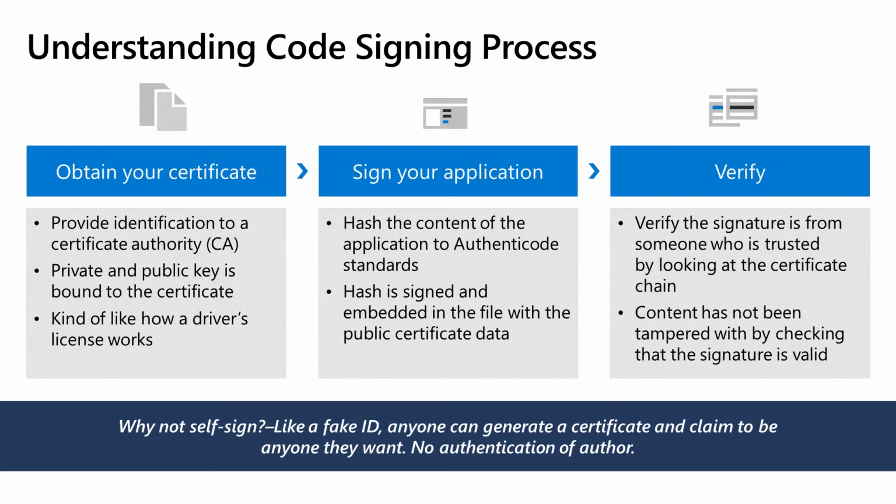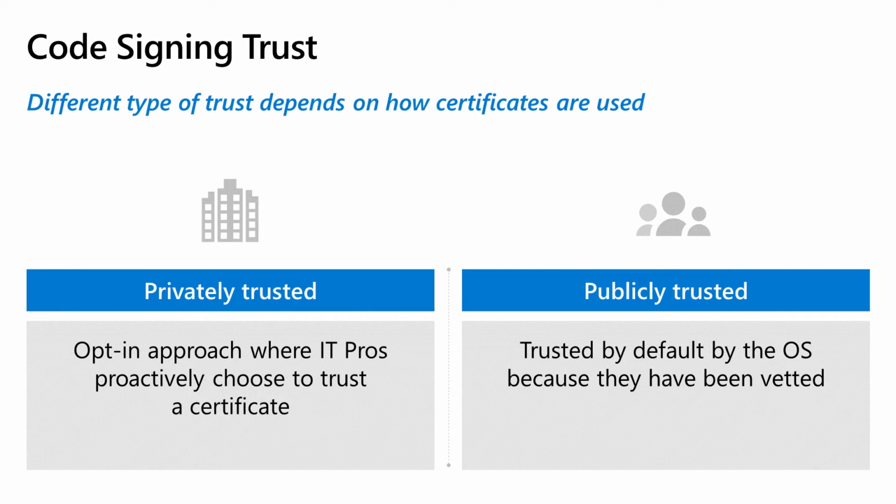You might be thinking to yourself, why not just self-sign? I mean, anybody can create a certificate. Well, it goes back to the first point. There's no authority figure to verify your identity. With code signing, there are different types of trust depending on how the certificate is used. Think about it in two buckets. The first are considered privately trusted, meaning if you're in an enterprise and you have certain certificates that need to be trusted on certain devices, then you have your IT pro opt in to trust these certificates. On the other hand, you'll have what we call publicly trusted certificates. These are more used for developers who want to distribute their application to a broader audience. So these certificates must be trusted by default by the OS.